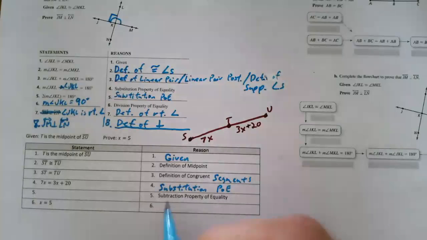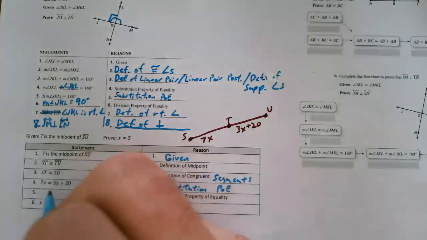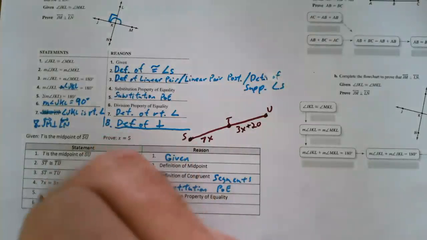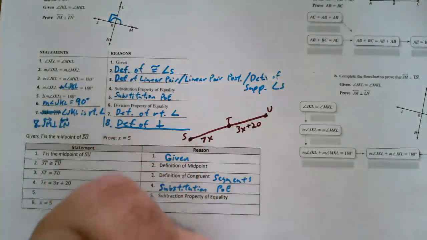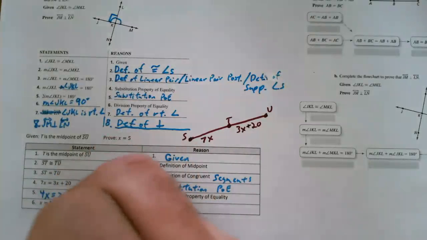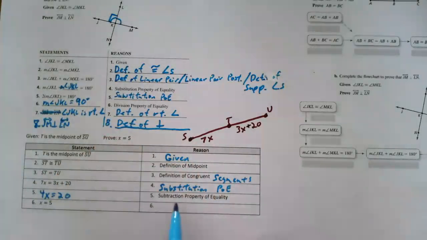All right, next. Line 5, it's telling us we are doing subtraction. Well, what can I subtract on this one? All right, so on both sides, we currently have an X. So we're going to get rid of this 3X over here by subtracting it from the 7X. So what's 7X minus 3X? We now have 4X equals 20. Again, that was subtraction property of equality. We subtracted 3x from both sides.